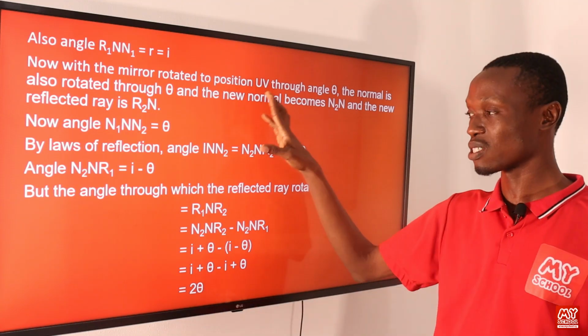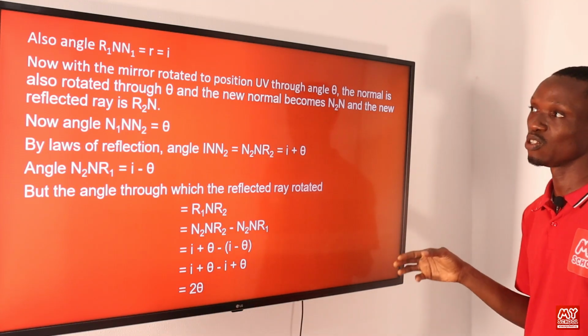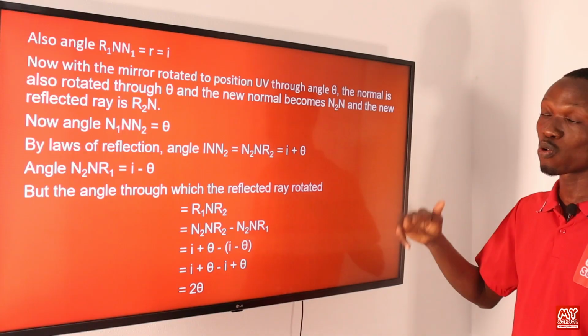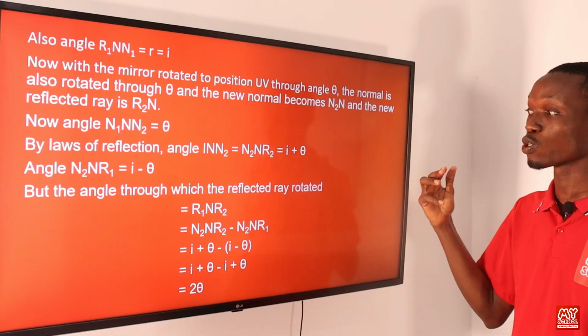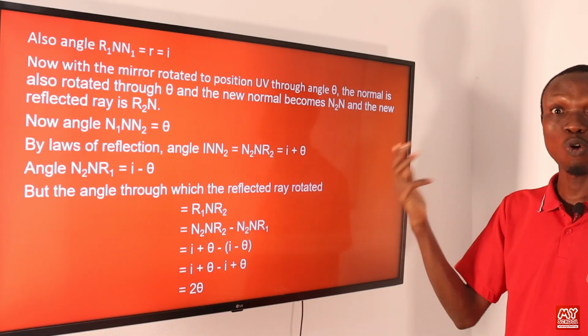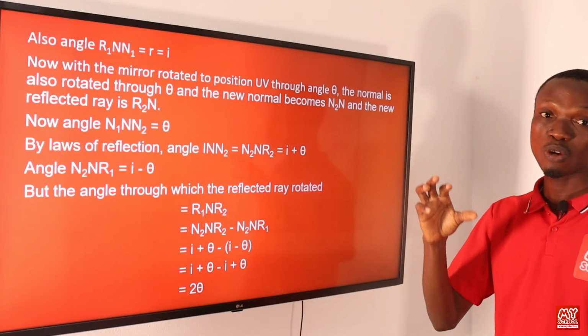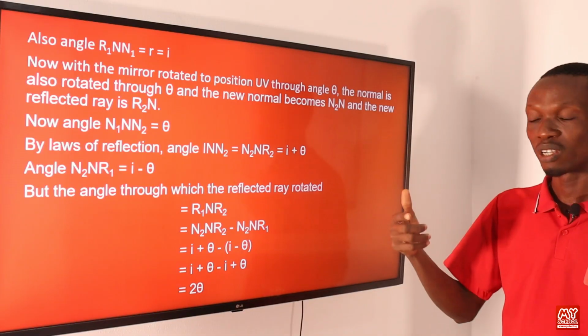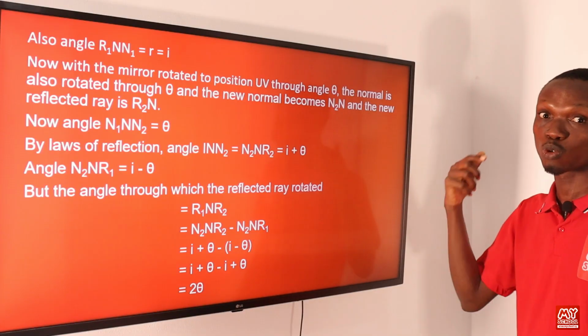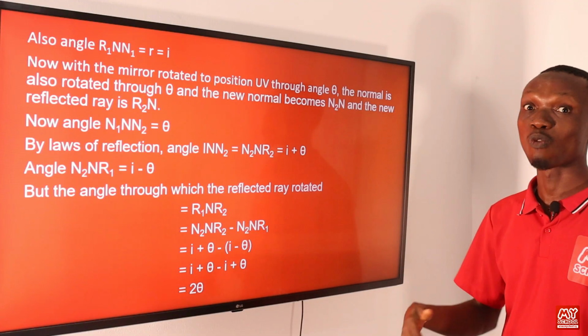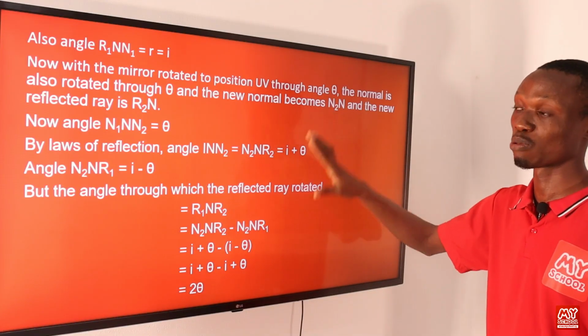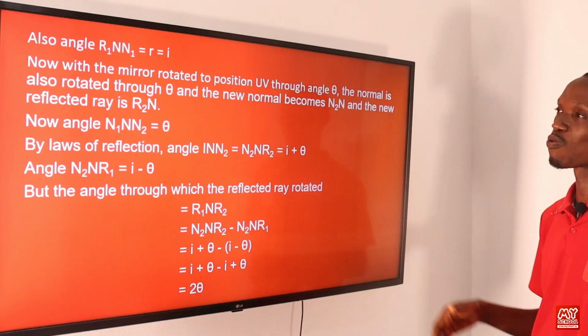Okay, so the essence of this is just to prove that the new rotated angle of the reflected ray is equal to 2 times the angle of rotation. Okay, but just take note of that. So when a mirror is rotated through an angle, the reflected ray rotates through 2 times that angle of rotation. So basically that is what I'm trying to show here. Okay, so let's move to the next slide.